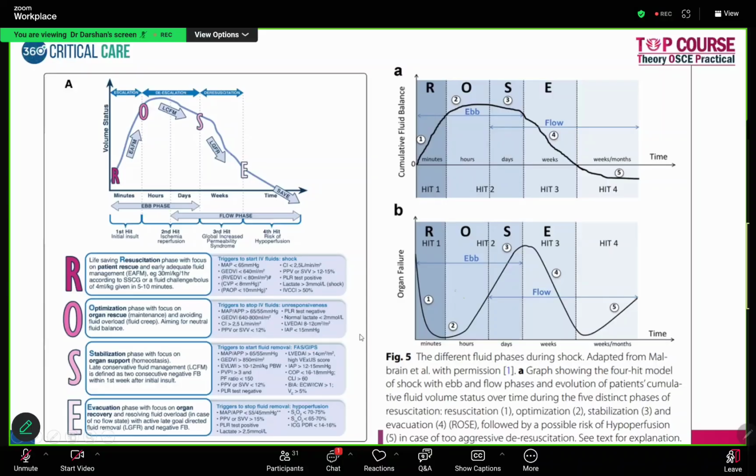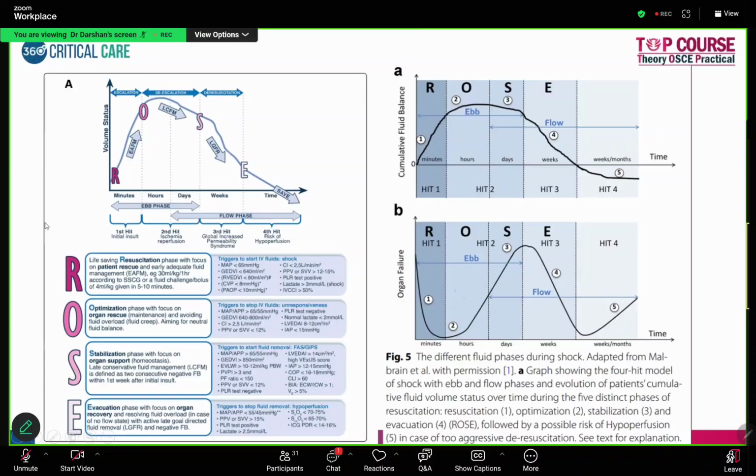Again, you have to make sure that the MAP target is normalized, PLR is always negative, lactate is always maintained less than 2. Whenever there is some amount of volume overload happening, we need to de-resuscitate at that particular time. Or else you have to maintain the fluid. That is why here you can see escalation, here it is de-escalation also. De-escalation is different as compared to de-resuscitation.